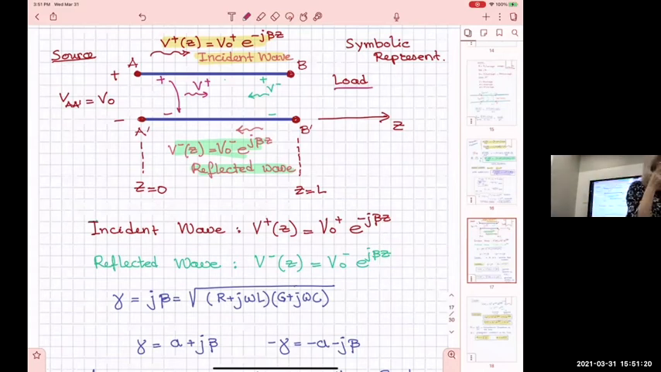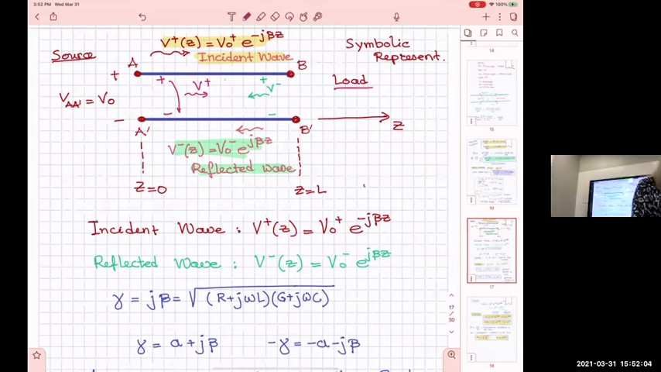Now, if I excite it from the left, then my V plus wave, which I called the incident wave, is coming from my source, and it's a wave that goes towards the load. And why does it go towards the load? Because the negative sign in minus j beta z shows that as I move along the positive z direction, the phase of this wave becomes more and more negative. That wave, because it moves from the left to the right, is called the incident wave.